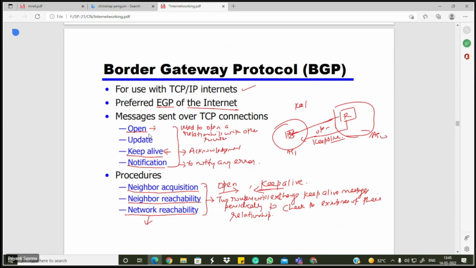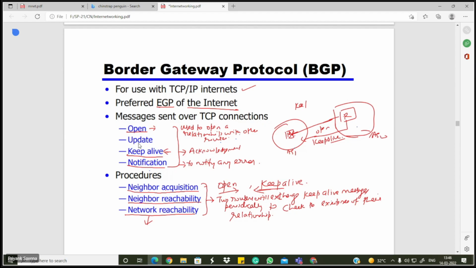So the open message is used to open a relationship with the other router, right? We are talking about one autonomous system with another autonomous system. So this open message is exchanged to open a relationship with another router, right? Depending on its engagement, the router may accept it or the router may decline the request. If the request is accepted, that means they form one connection, right?